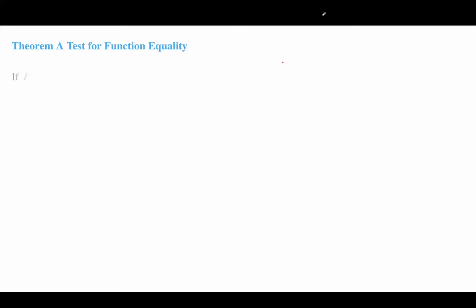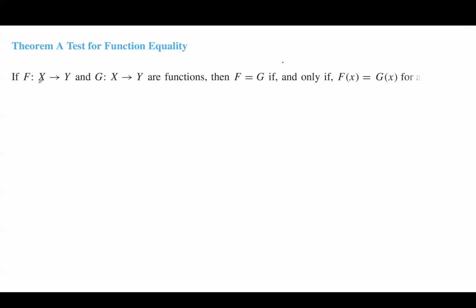Theorem, a test for function equality. If f maps X to Y and g maps X to Y, both of them functions, then the relations are equal to each other if and only if the output values are the same. Please note that for these two functions, the domains are the same. Relation-wise, they are equal. This means that the set of ordered pairs are equal to each other if and only if the output values are the same. Let's take a look at the proof.